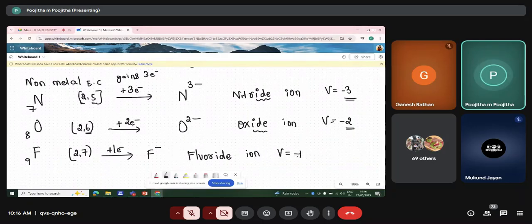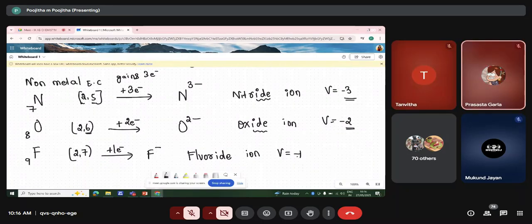So valency for a non-metal in general is the number of electrons the non-metal gains. One atom of fluorine has a tendency to gain 1 electron. That is why the valency of fluorine is -1. One atom of oxygen has a tendency to gain 2 electrons. That is why oxygen valency is -2. Is that clear, children?